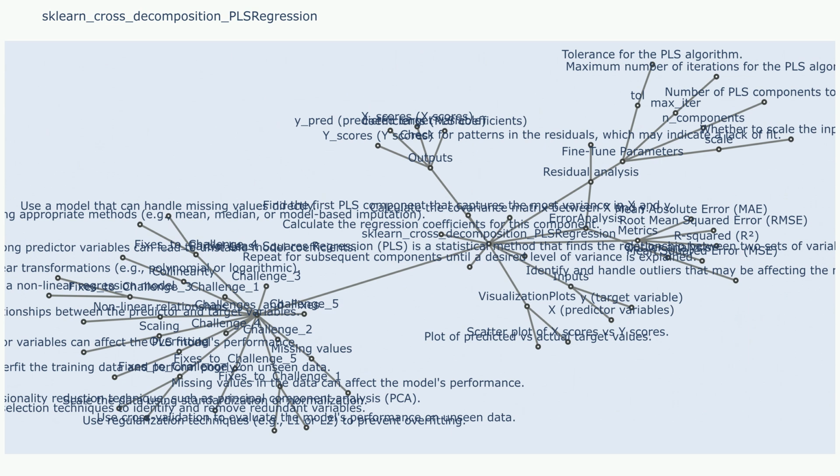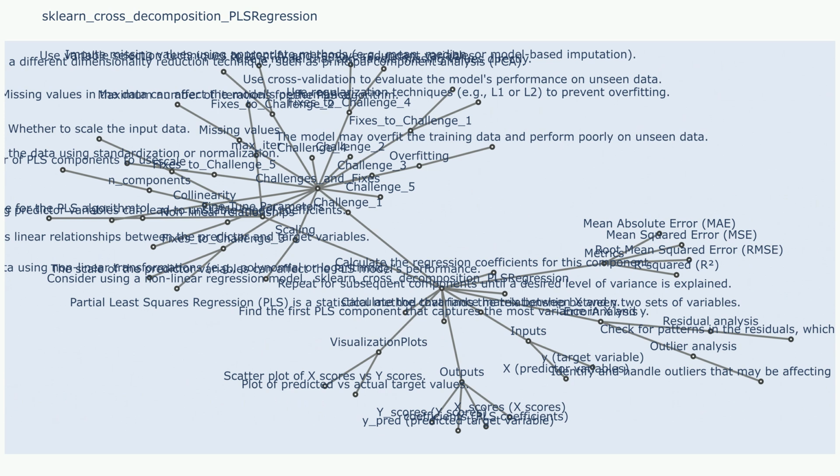Visualization plots: scatterplots of X_scores versus Y_scores to visualize the relationship between the latent variables. Scree plots showing the singular values, indicating the importance of each component.